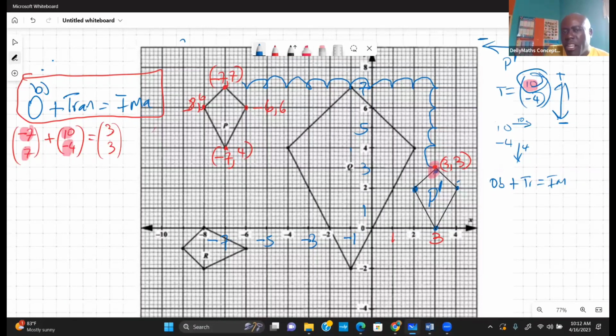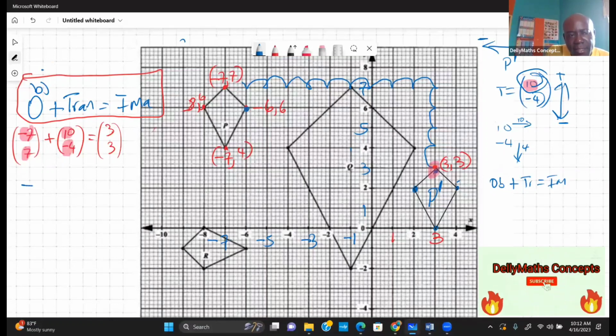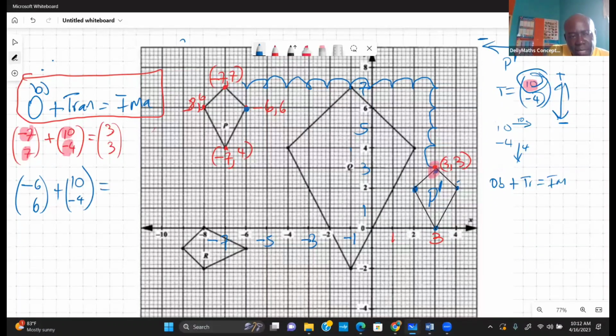Let me just do one more. Say you're taking this point at the side, -6, 6. Add that to 10, -4. Look, -6 plus 10 is +4. 6 minus 4 becomes +2. This point is going to be at 4, 2. Look for yourself. Isn't this 4, 2 right here? 4 meets 2 right there. See the 4 here? See the 2 here? See where they meet there?